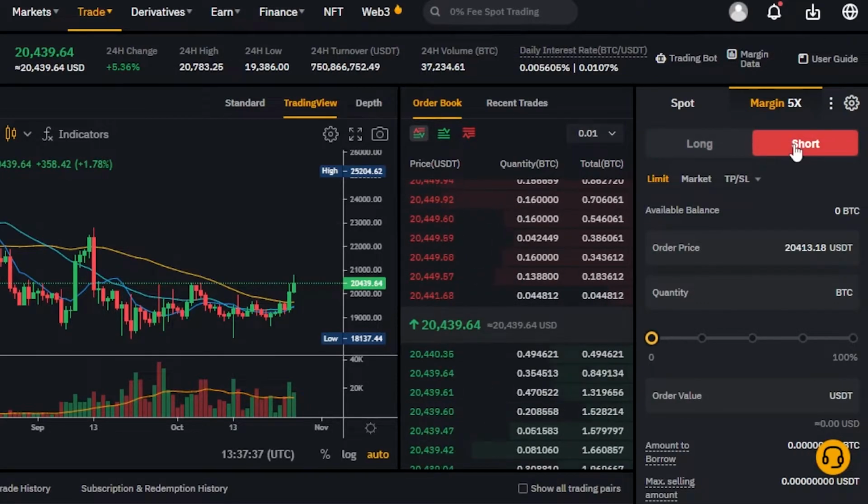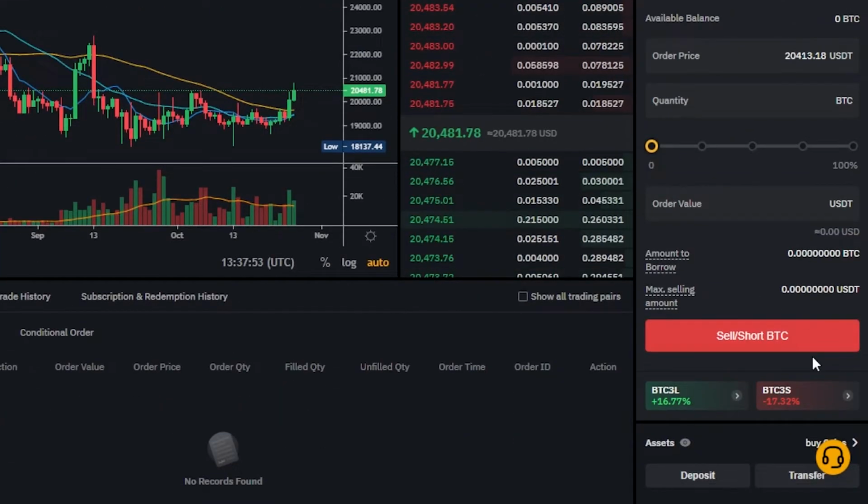Similarly, we have the short option when it comes to margin trading, and we have the limit, market, TP/SL, order price, quantity, and everything again. So you will just select the option, and this is the button at the bottom right here. You will click on it. Just because of the video, I'm not proceeding with the process, but this is how you will do it.